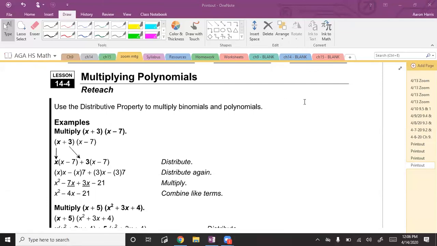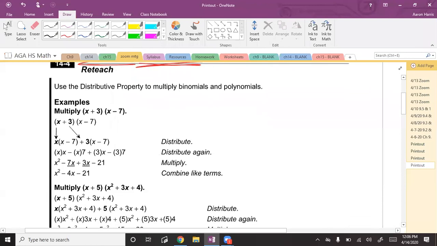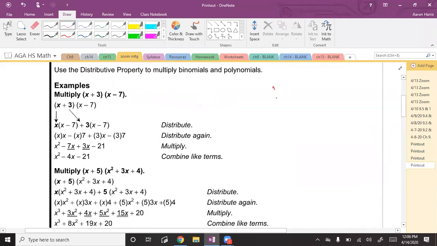All right, so here's 14.4. So let's make sure we get it. It's polynomials. We're multiplying, but this is binomial to binomial. Something called what?